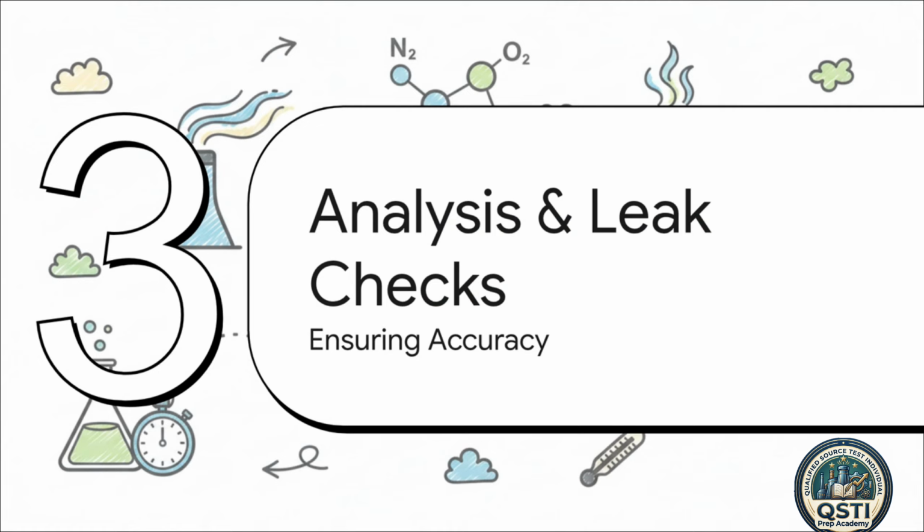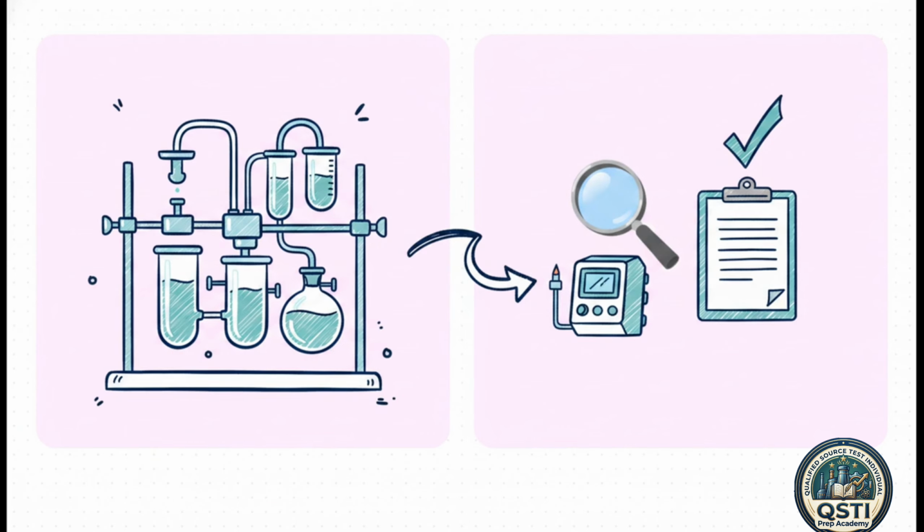Next section, analysis and leak checks. Now, the method officially allows for either an ORSAT or a Pyrite-type combustion gas analyzer to measure your O2 and CO2 concentrations. But here is an incredibly useful quality control pro tip. If you're primarily using an ORSAT analyzer, you can actually take periodic fire readings in the field to verify and confirm your ORSAT results. It's just a really great way to ensure your primary analyzer hasn't drifted off the mark.